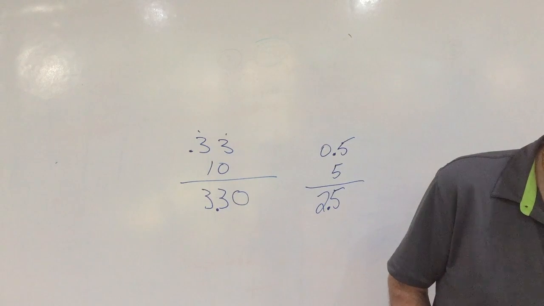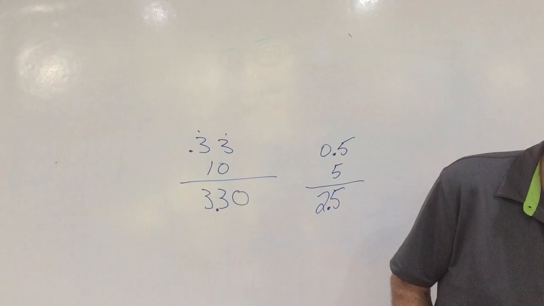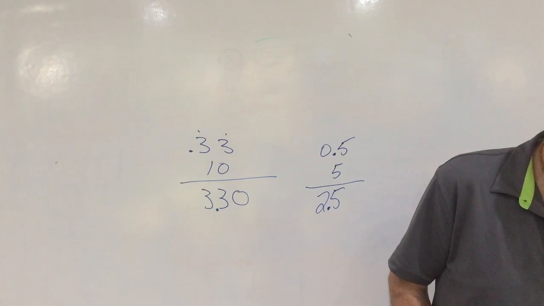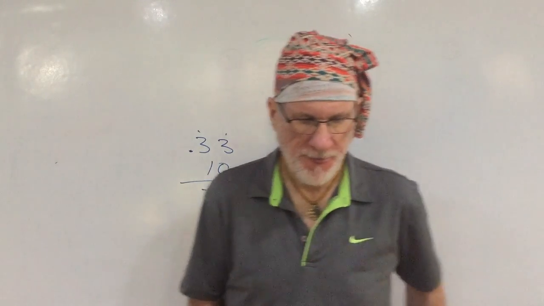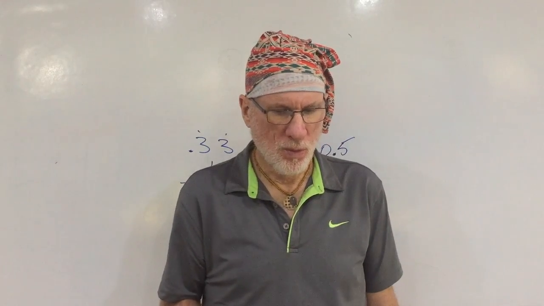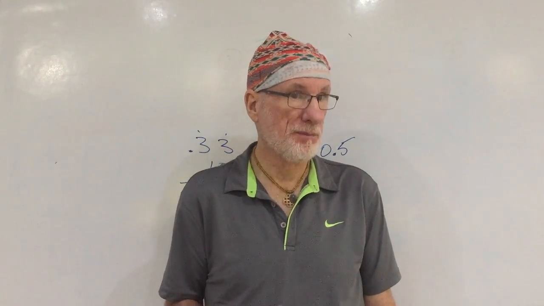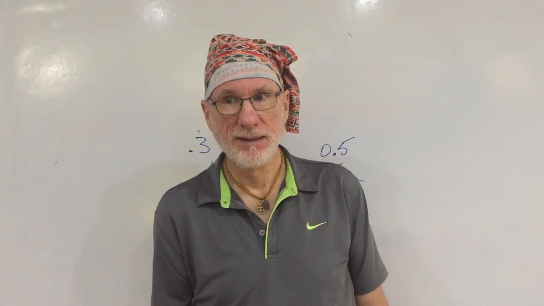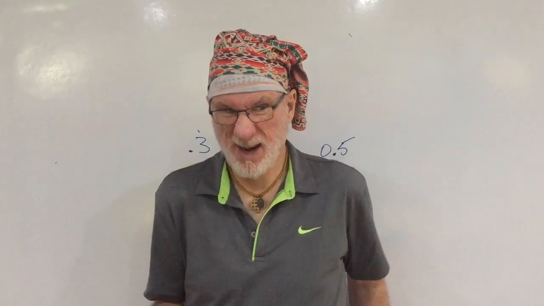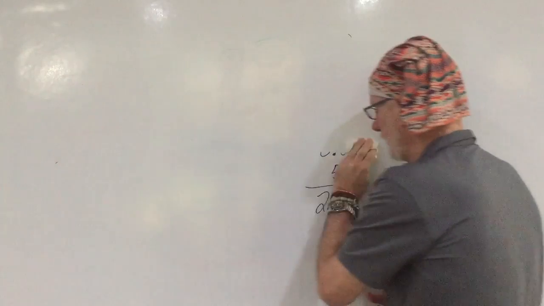Now, I'd like to do something completely new. It says dividing decimals by whole numbers. If you divide a decimal by a whole number, what is your answer going to be? It's probably going to be a decimal, right? Okay. So let's do a funky one.